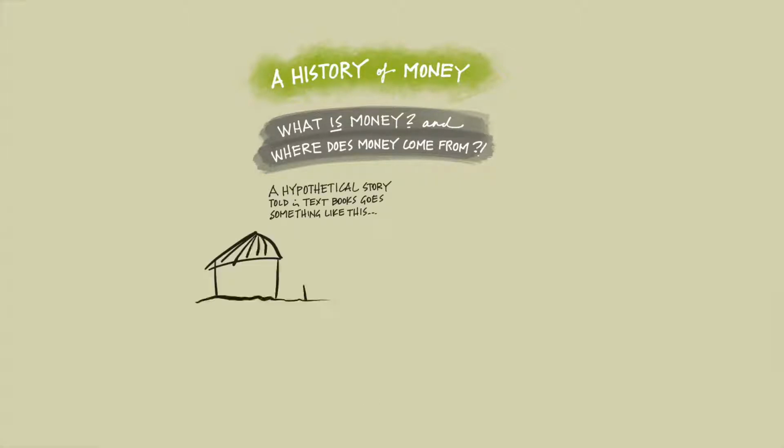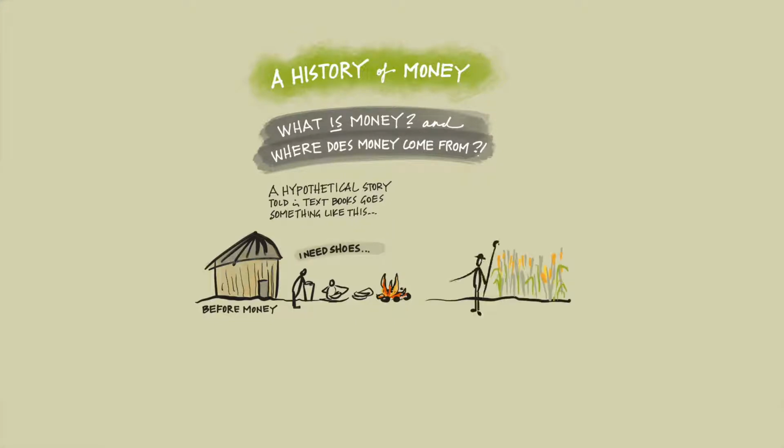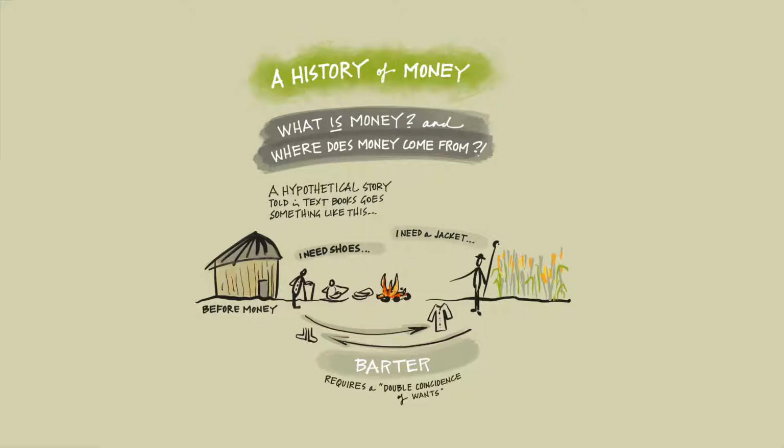Imagine that you live in a time in a community before money existed, and you need to trade one thing for another. Maybe I need a new pair of shoes, and Phil has a pair of shoes that I want. In order to get those shoes, I need to find something that he wants. Maybe he wants a jacket that I have, and we're able to make an exchange, shoes for a jacket. So this is barter.